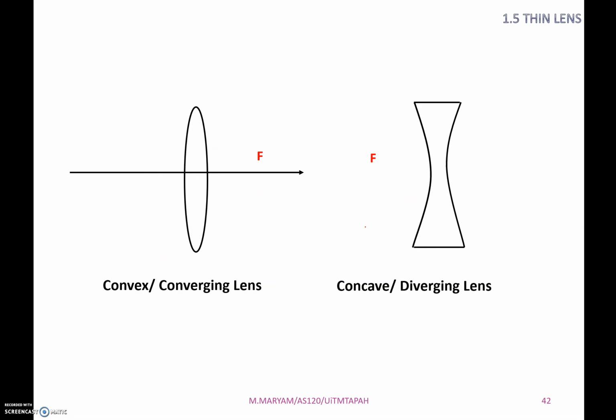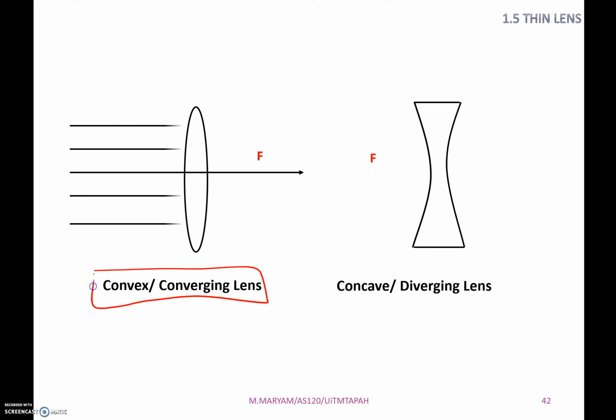So I'll show you an example. Let's say light passes through from left to right. We'll look at convex or converging lens first. So light moves in a straight line, and it will be converged to the focal point. The focal point I will explain later on. Okay, so this is the function of a convex or converging lens.